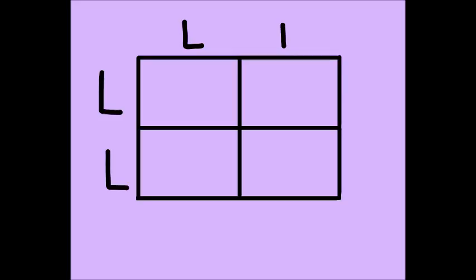For the first box, we're going to cross the first trait of the mother and the first trait of the father. This is going to give us two capital L's. For the second box, we cross the first trait of the mother and the last trait of the father. This is going to give us a capital L and a lowercase l. For the third box, we cross the last trait of the mother and the first trait of the father, which will again give us two capital L's.